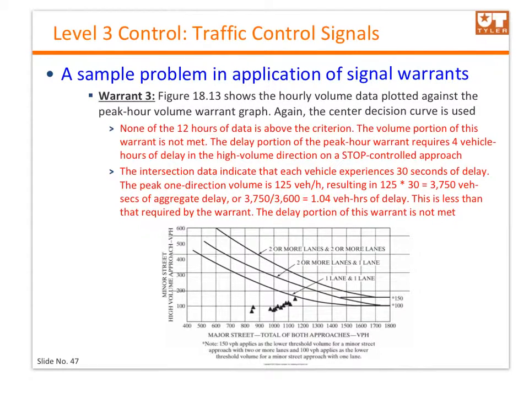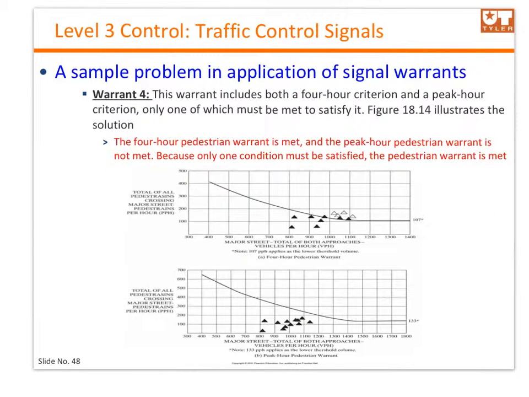So warrant 3, based on the volumes, is not met, and based on the delay amount, it was just 1.04, way less than the requirement, and therefore the entire warrant 3 is not met. How about warrant 4? Warrant 4 includes both the 4-hour criteria and the peak hour criterion, only one of which must be met to satisfy it.